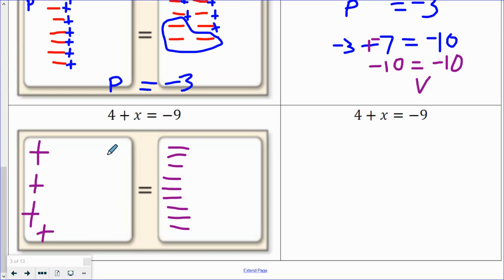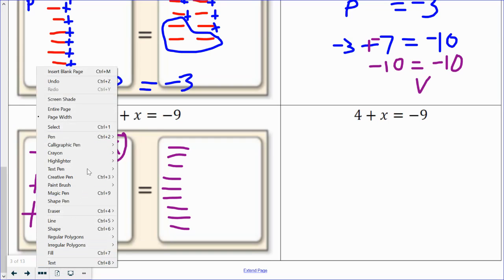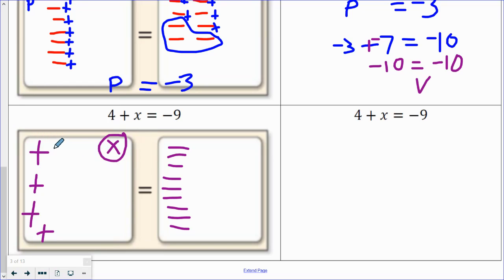And of course, we still have our x that we want all by itself once we are done. How do I get rid of these positives? Okay, I want to cancel them out, make them zeros. So I've got to put some negatives in here, because then they make zeros. So then I'm only left with my x on this side, and what is my x going to be equal to? Well, I've got to put those 4 negatives over here.